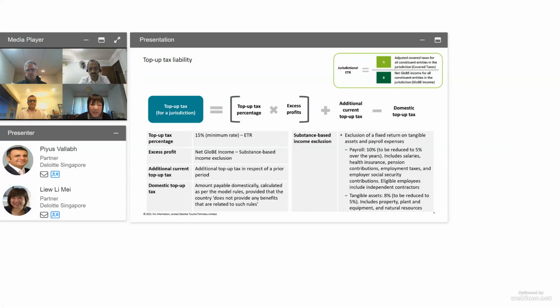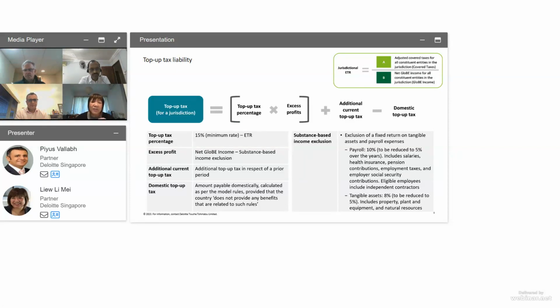So this is a certain percentage of payroll and tangible asset costs. So for tangible assets, initial years, it would be 8% markup on average carrying value, reducing to 5% over a 10-year transition period. And this covers both assets that are owned and leased. Whereas for payroll, it would be a 10% markup for in-country employees, reducing to 5%, again, over a 10-year transition period. And it includes both full-time employees and contractors considered under a multinational enterprise's supervision and control.